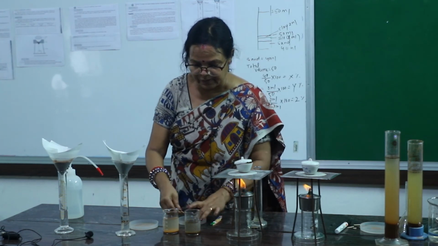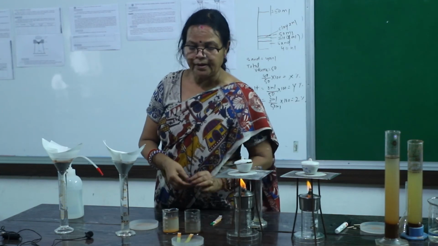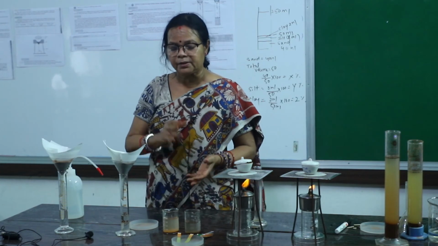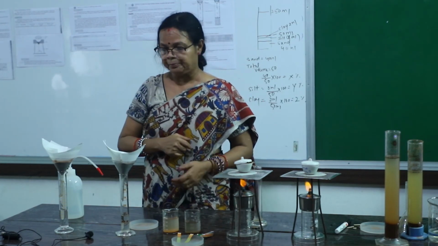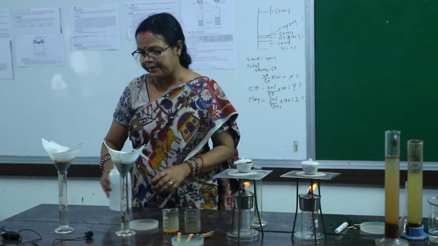So this is the pH of soil. Garden soil is 7.5 and roadside soil it is 7. Neutral. So in neutral soil generally plants grow well. And you have to note down the volume of water collected.